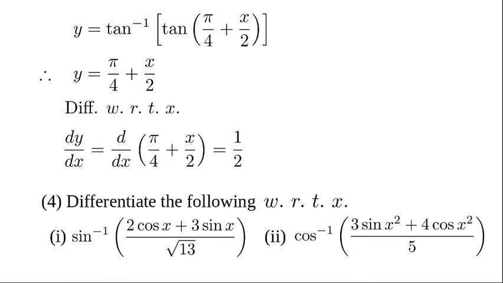Differentiate the following with respect to x. First function, sin inverse of (2 cos x plus 3 sin x) upon root 13. And the second problem is cos inverse of (3 sin x square plus 4 cos x square) upon 5.